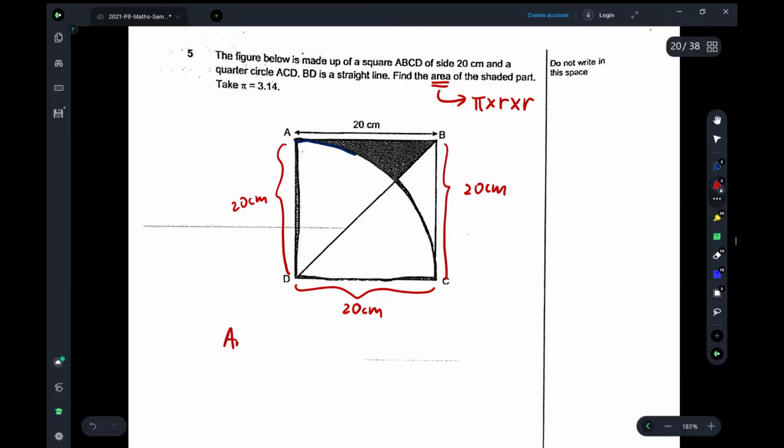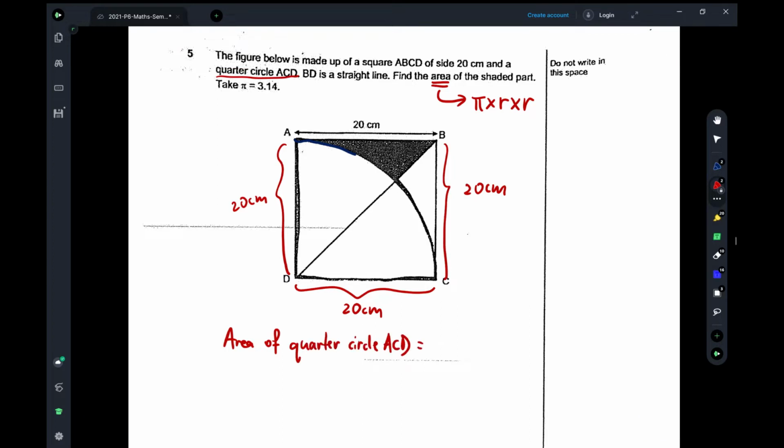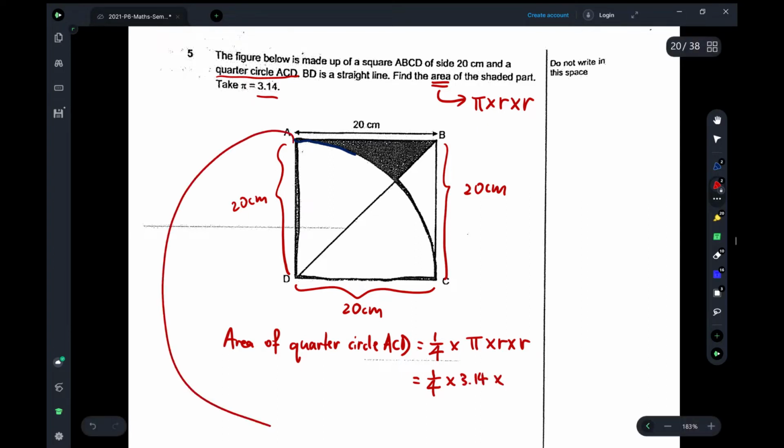First, find the area of whatever they've given you. Quarter circle ACD. Because it's a quarter circle, don't forget to include the 1/4 fraction while you are applying the formula. So 1/4 times pi times r times r. Write down the formula just in case I use the wrong one. And for pi, I need to use 3.14. The radius is actually 20, because the whole full circle is like this. The radius is 20 cm.